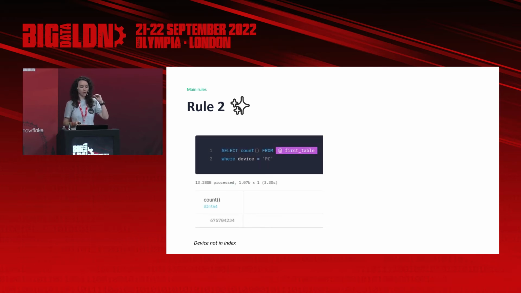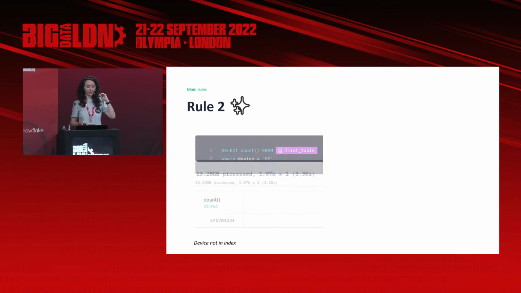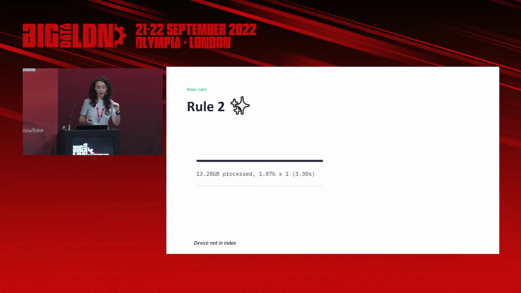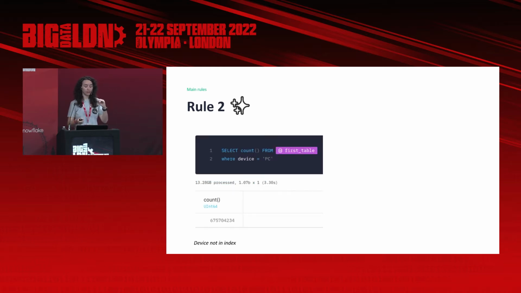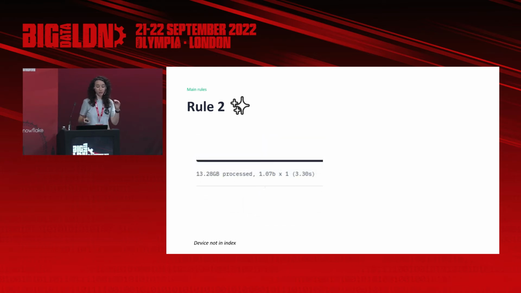This is a query that is filtering based on something that is not defined as an index, okay? So it's reading the whole table, right? It's reading more than 13 gigabytes, and it's reading like 1.07 billion rows. It's taking 3.3 seconds, which is crazy.